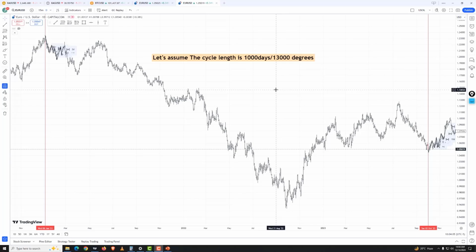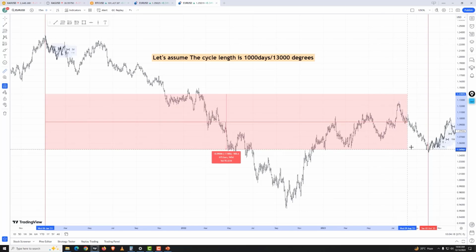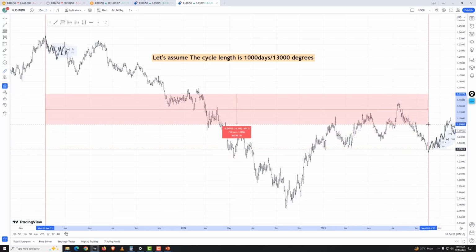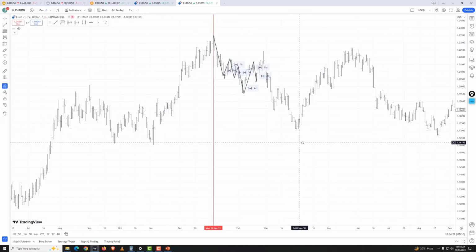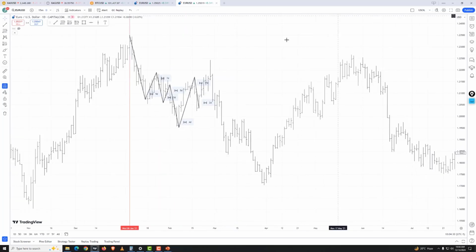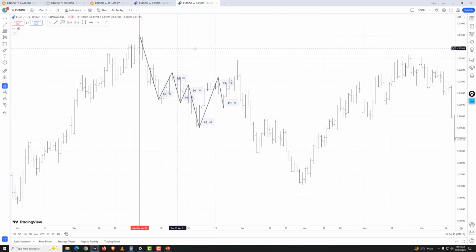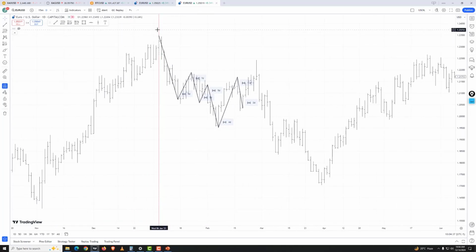Let's assume the cycle length here is 1000 days or 13,000 degrees. Let's measure. Do we have 1000 days here? Yes, it's 1000 days. So let's say you have started your cycle starting from here.